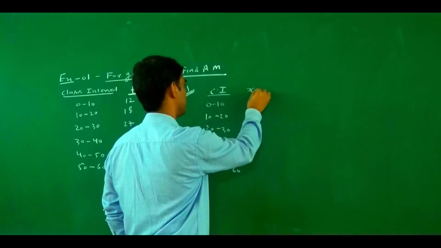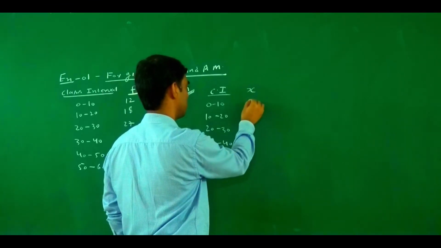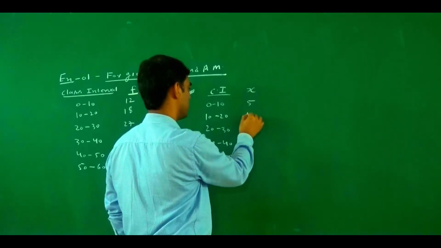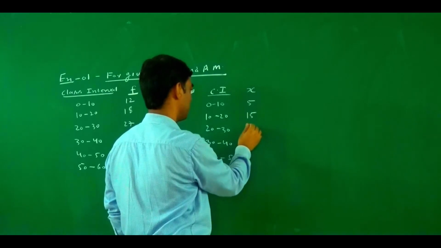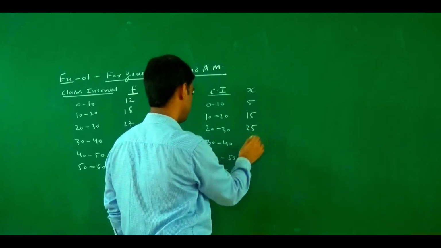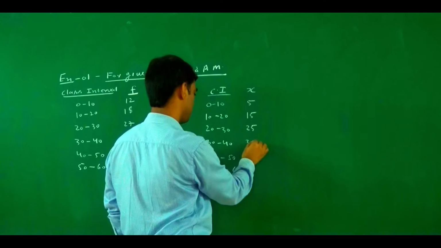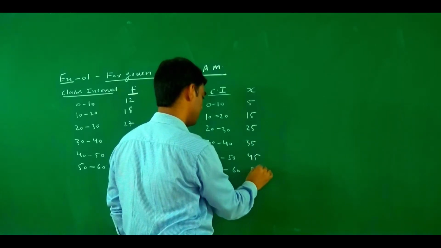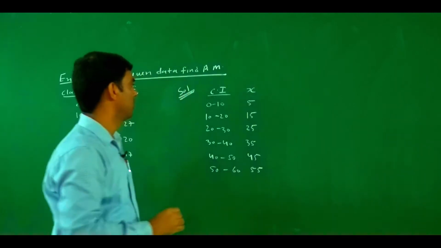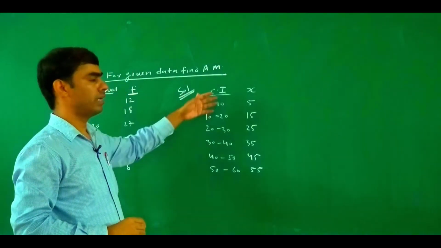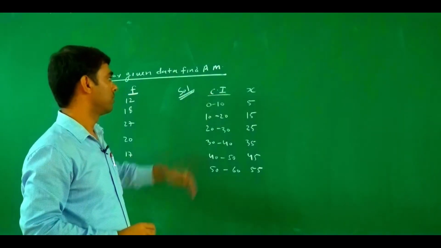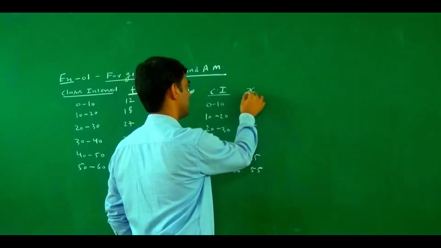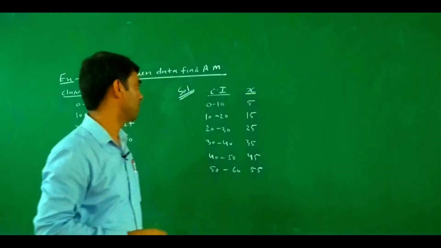What is the mid value for these class intervals? This one is 5 and this one is 15. Here it is 25, then 35, then 45, then 55. So the class interval and its mid value are given. X is treated as the mid value.